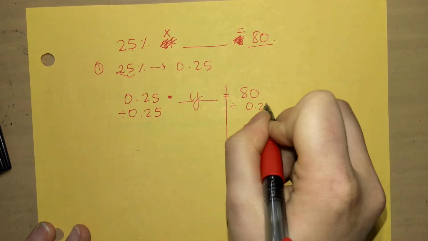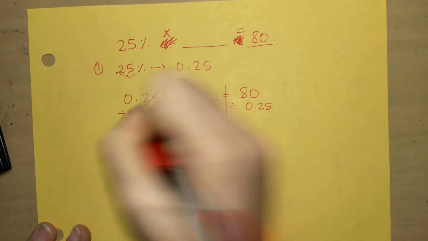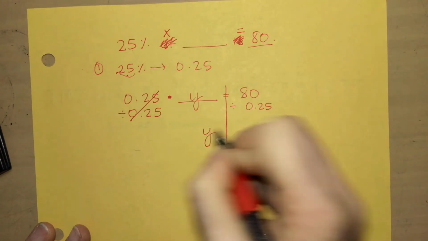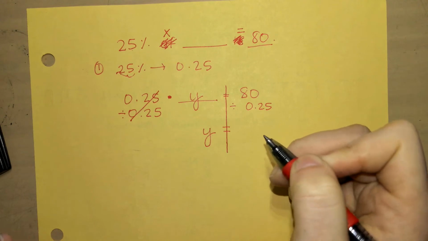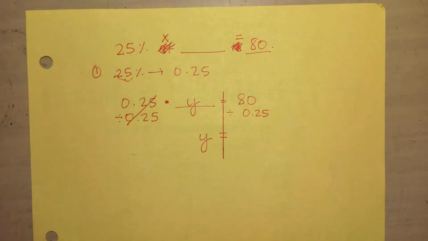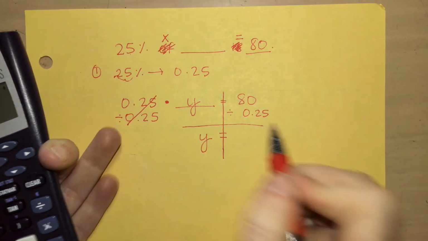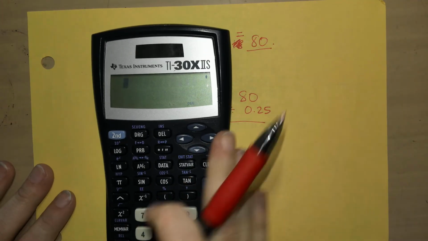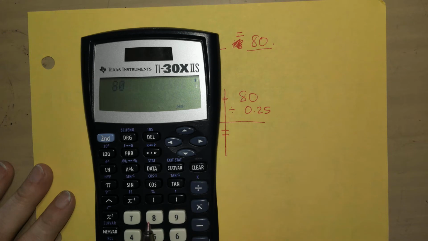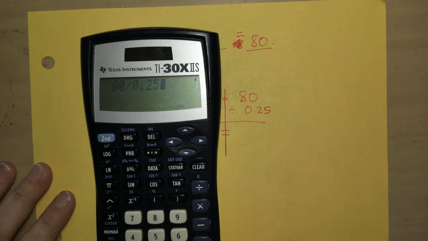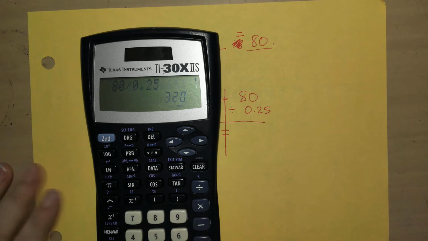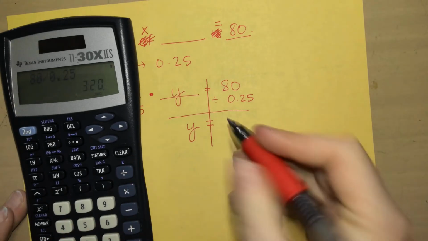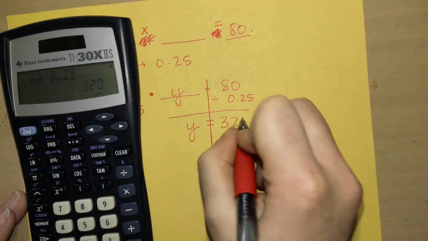Both sides. This just cancels out, and you're left with just your y, and it equals 80 divided by 0.25. Well, we need to solve for that, and remember you can grab a calculator to do that math if you want. So we need to type in 80 and divide it by 0.25, okay, and it equals 320. So that means y equals 320.